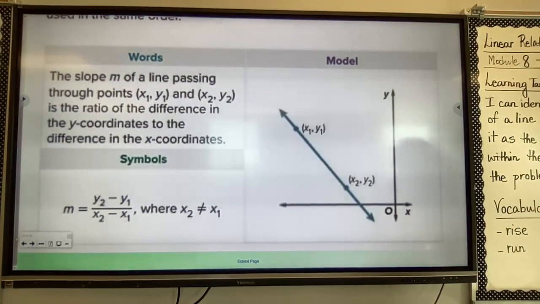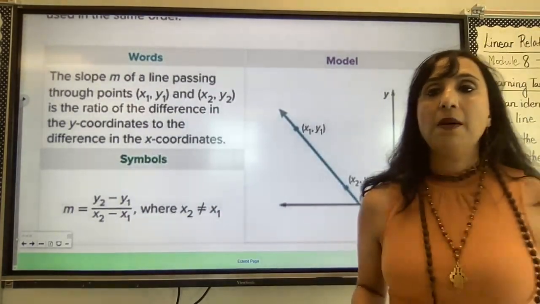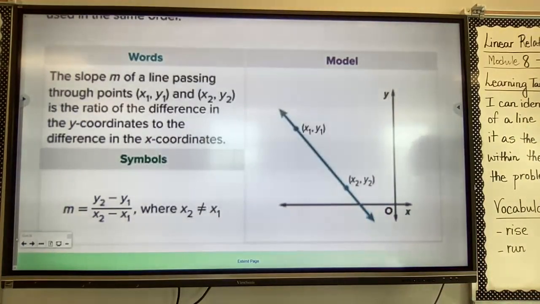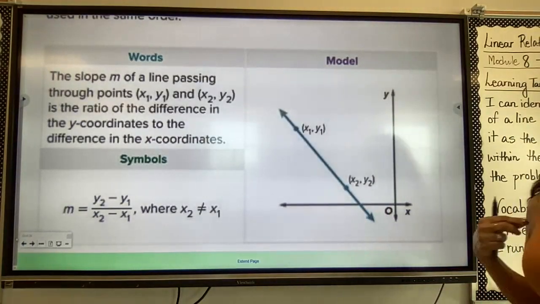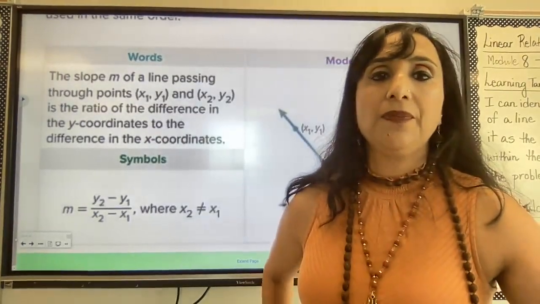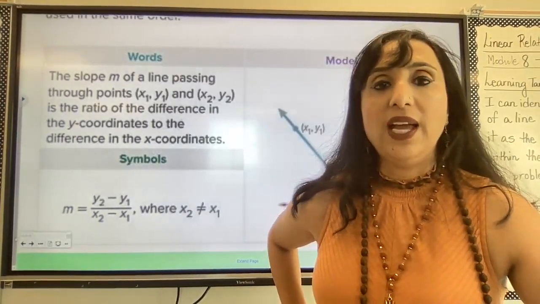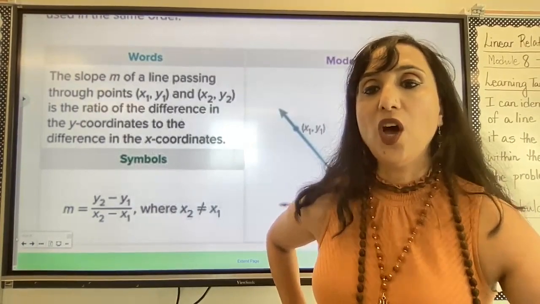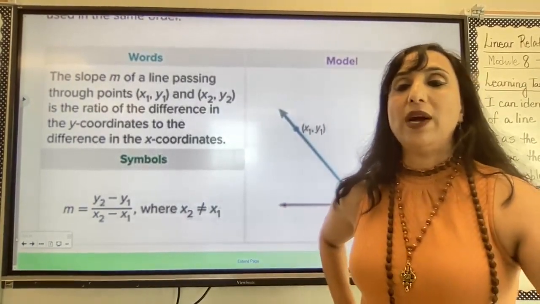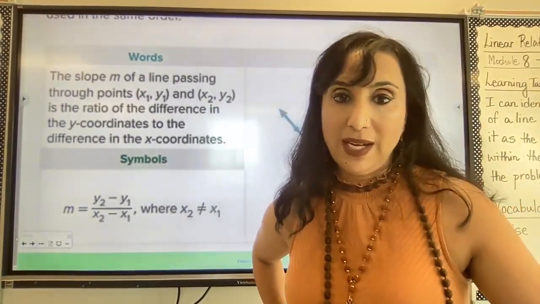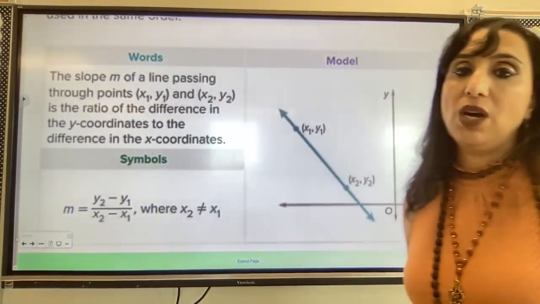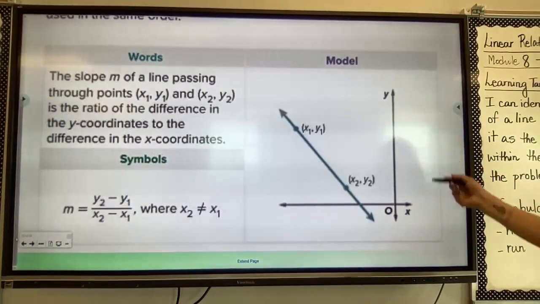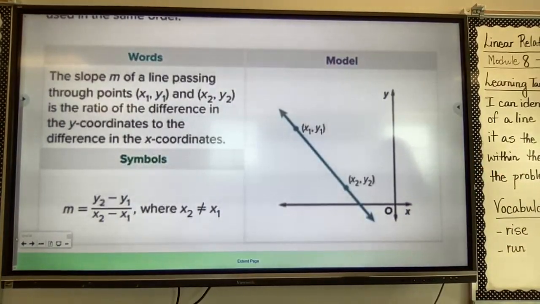Okay, so the slope of a line passing through points (x1, y1) and (x2, y2) is the ratio of the difference in the y coordinates to the difference in the x coordinates. So again, as I said earlier, m represents the slope, and m is equal to (y2 minus y1) over (x2 minus x1), where x2 is not equal to x1. And so here is what I want to show you.